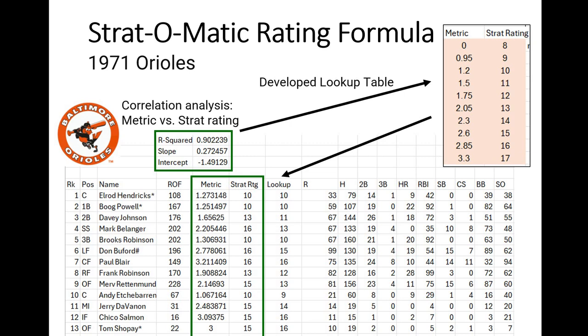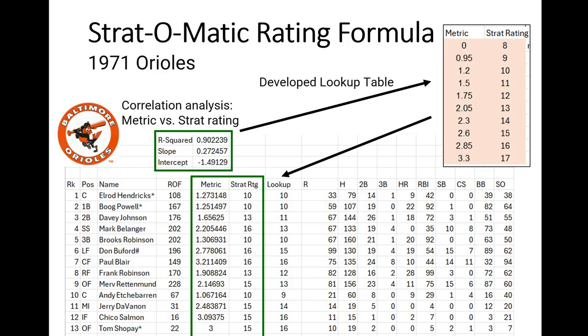And so what I did once I created that table and tweaked it, I went back, and you can see here in the middle of the page at the bottom, I applied the metric to the lookup table and produced a looked up rating. And so you can see for Hendricks, his looked up rating was 10 and his actual Strat rating was 10. And if you just go down the page, in most cases, they're pretty close. Now, Johnson and Belanger are not quite so close. But for the most part, these are pretty good.